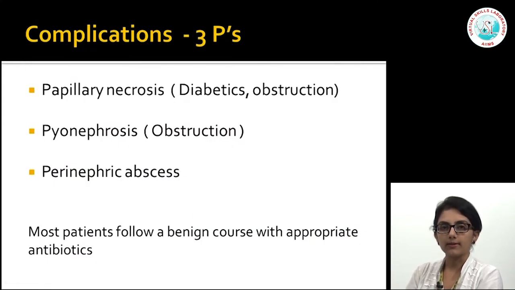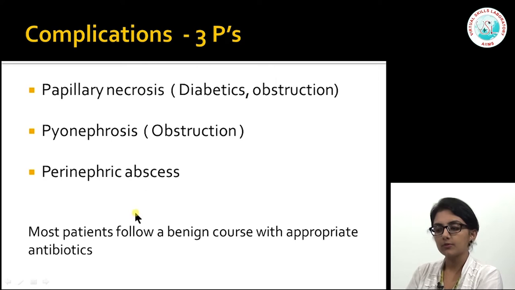The three important complications that you need to remember of acute pyelonephritis are the three P's. First being papillary necrosis, and like we had discussed in the previous lecture, the various differentials of papillary necrosis would also include analgesic nephropathy, diabetes, and obstructive uropathy, along with sickle cell anemia. Pyonephrosis is another complication where the kidney is basically replaced by a bag of pus. That's the usual gross description. And that pus can extend into the perinephric tissue and form a perinephric abscess. So these are the three P's which represent complications of acute pyelonephritis.